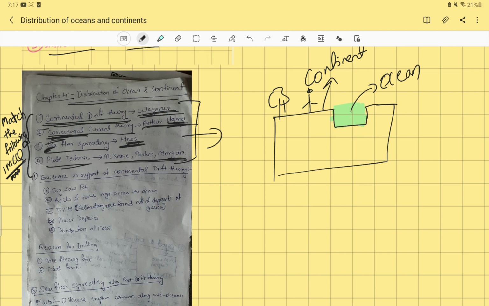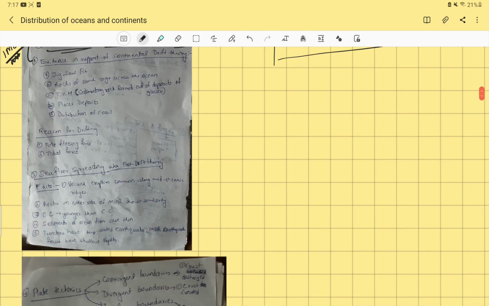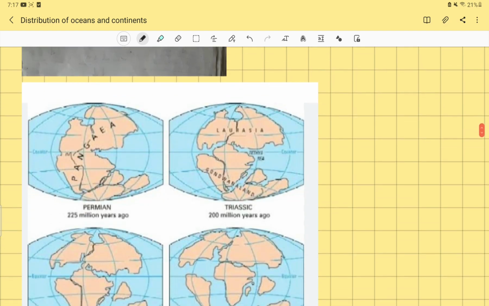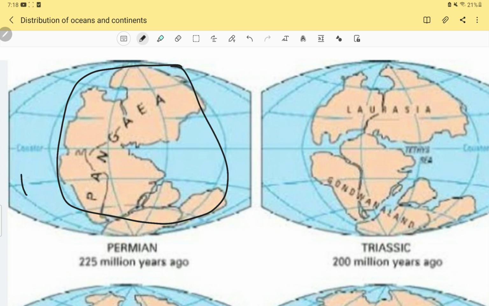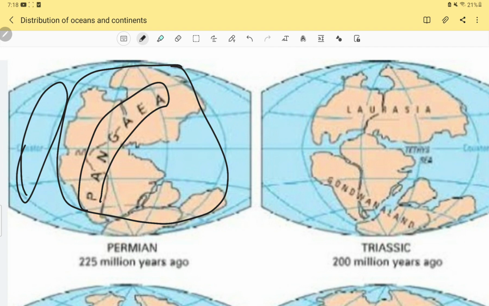So according to Wegener, all the continents formed a single continental mass and a single ocean surrounded it. Like, let's see in the picture here. Wegener said all continents formed a single continental mass and only one ocean surrounded them. He called this mega continent Pangaea and this ocean Panthalassa. The blue water, the ocean, is Panthalassa.